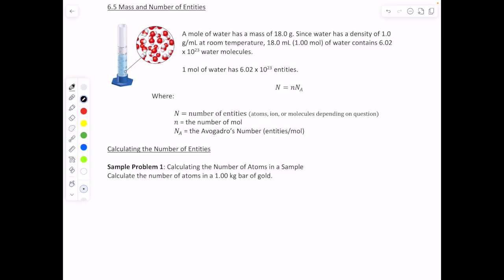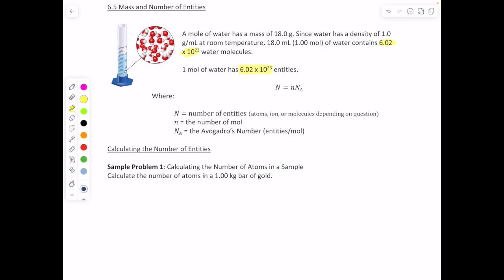The diagram shows a sample of water in a graduated cylinder. 1 mole of water has a mass of 18 grams. Since water has a density of 1 gram per milliliter, then 18 milliliters, 1 mole of water, contains 6.02 times 10 to the power of 23 water molecules. 1 mole of water has 6.02 times 10 to the power of 23 entities. This is Avogadro's number. This is the number of entities in 1 mole.